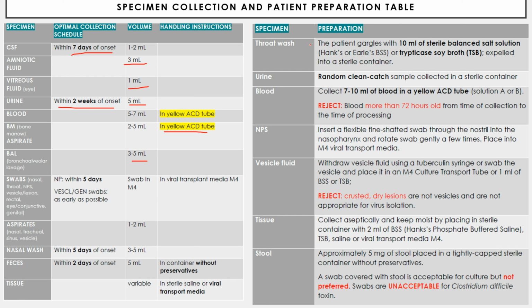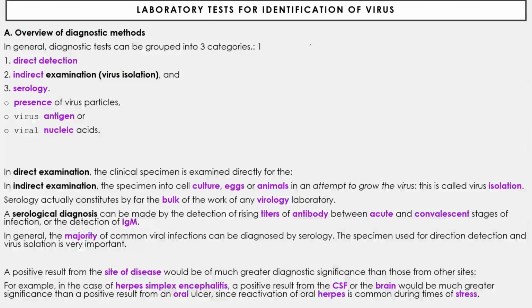For tissue, collect aseptically and keep moist by placing in a sterile container with 2 ml of BSS or Hanks phosphate buffer saline or TSB saline or viral transport media M4. Then for stool, approximately 5 milligrams of stool placed in a tightly capped sterile container without preservatives. A swab covered with stool is acceptable for culture but not preferred. Swabs are unacceptable for Clostridium difficile toxin. So do memorize the tables. They may come out in your exam and quiz.